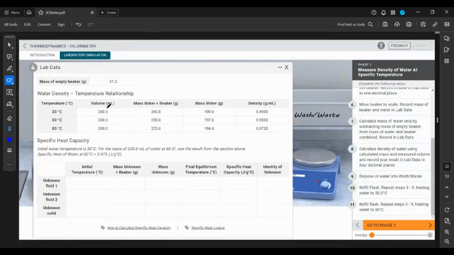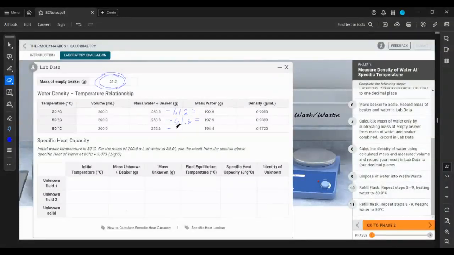What's going to happen, they were all measured out to 200 milliliters. We were recording our mass of the water and the beaker together. The mass of the empty beaker on its own was 61.2, again, regardless of the slightly suspicious picture. And so if we take each of these minus 61.2, then that's going to give us the mass of just the water.